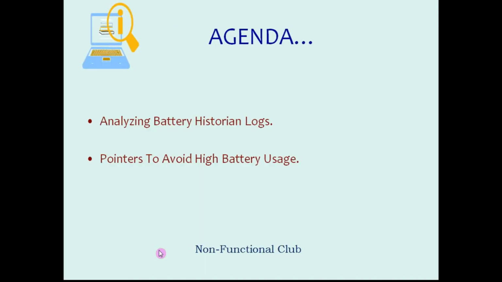So for today, we'll be analyzing the Battery Historian logs through the Battery Historian reports page in the web browser, and we will even see the pointers to avoid high battery usage of our particular application, what optimization points we can use, and ask the dev team to prepare the application in such a way that it won't be using much of the battery. So let's start.